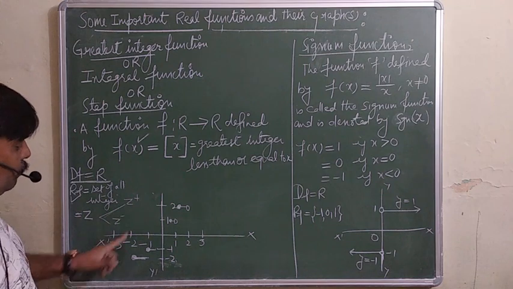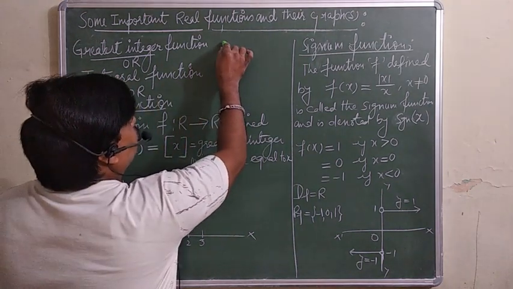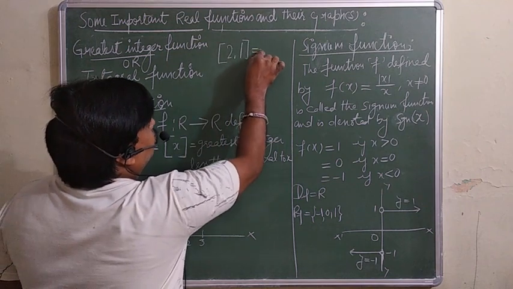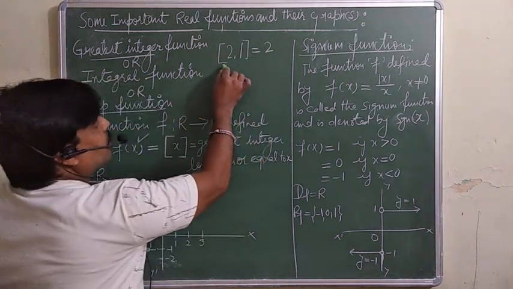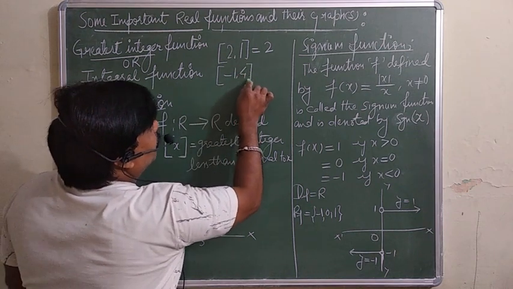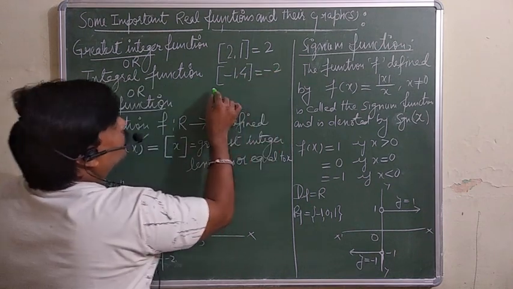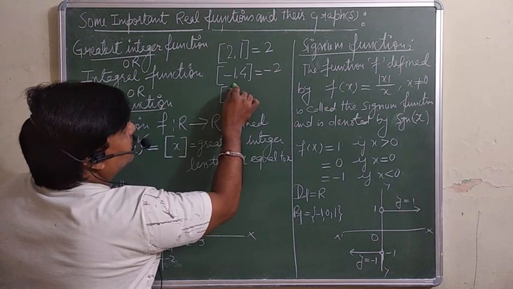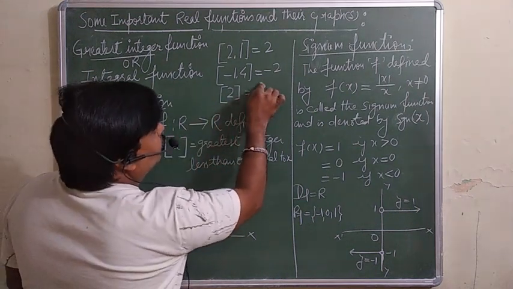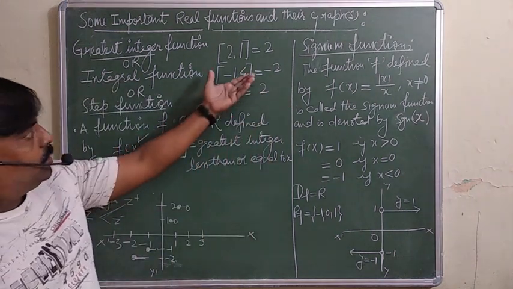See how, suppose you want to take the greatest integer value of this one, that will be equal to 2. If you are taking minus 1.4, it will be equal to minus 2. If you are taking the greatest integer value of this one, that will be equal to 2. So what is the procedure?